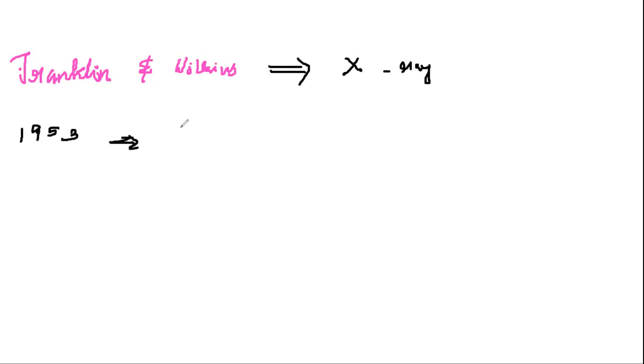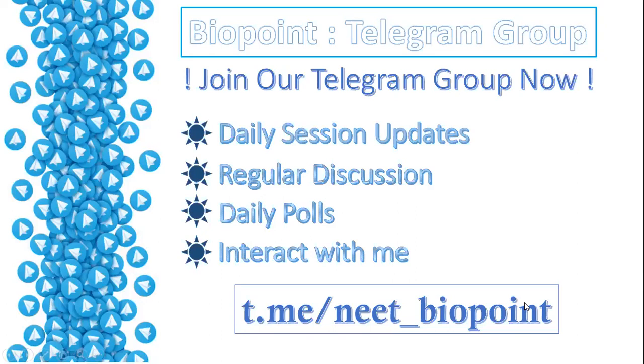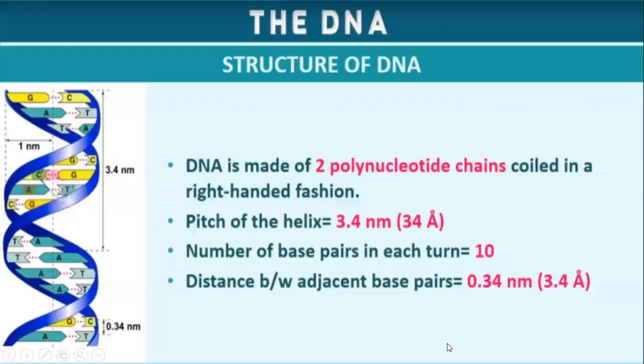Later, in 1953, two scientists, Dr. James Watson and Francis Crick, continued the X-ray diffraction experiment once performed by Rosalind Franklin and Dr. Wilkins. And finally, they obtained the double helical structure of DNA, the Watson and Crick model of DNA. And they got the Nobel Prize. So now we are moving on to the structure of DNA.